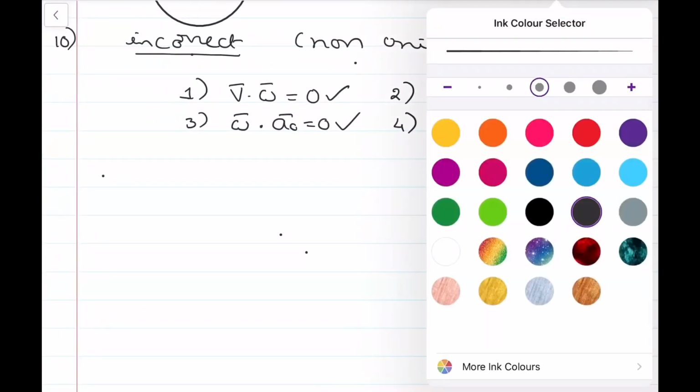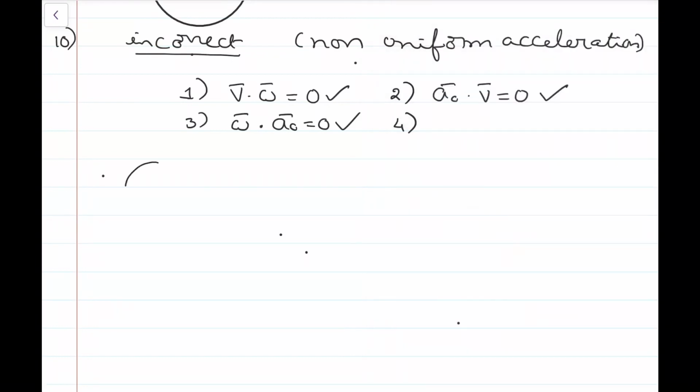For example, in this case, here the linear velocity direction is this one. Tangential velocity and tangential acceleration are also in the same direction. So V bar dot AT bar, tangential acceleration bar, both cannot be equal to 0, but it is given as 0, which is incorrect. So option 4 is correct. Okay, it is very, very important.